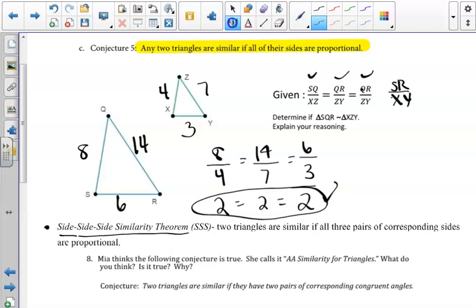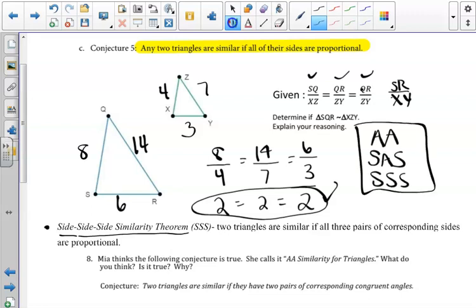So we've just discussed 3 ways in which we can prove triangles are similar. The first way is angle-angle similarity theorem. The second way is side-angle-side similarity theorem. And the third way is side-side-side similarity theorem. We do not need to know that all the corresponding angles and all of the corresponding sides are congruent or have the same ratio. This is enough information to prove that triangles are similar.